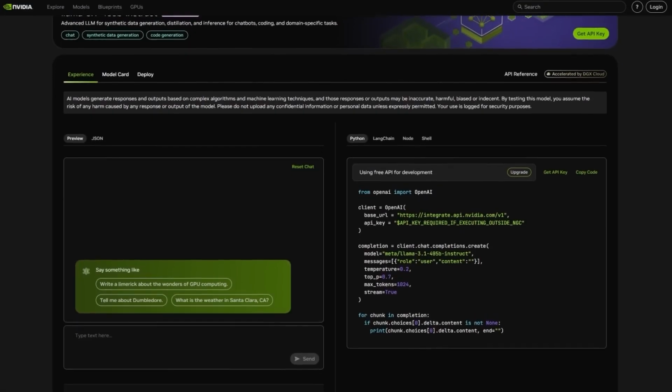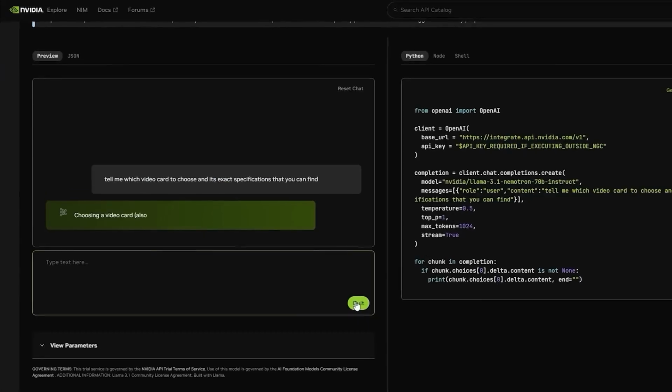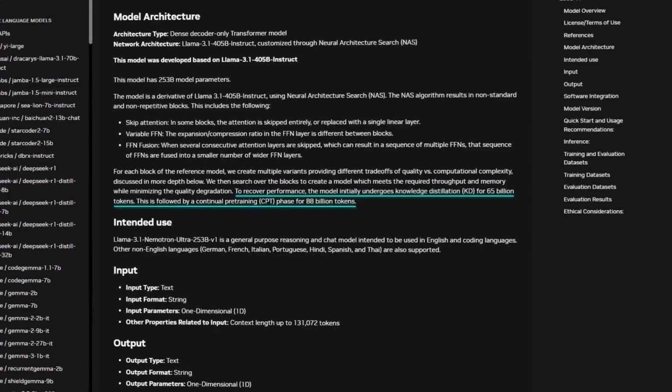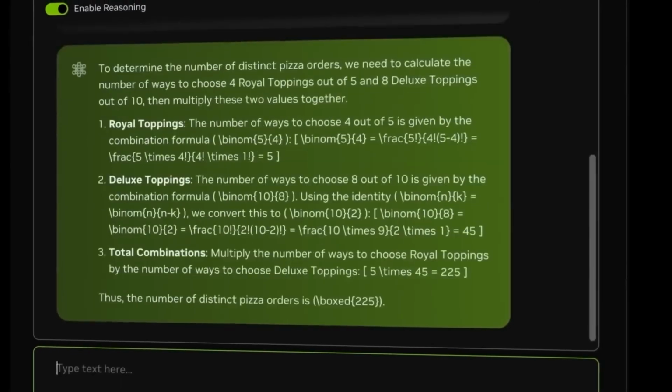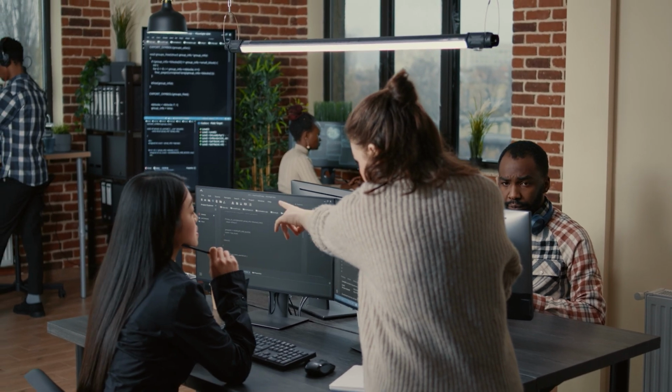They used diverse datasets like FineWeb, Buzz V1.2, and Dolma. And interestingly, they used a mix of public data and synthetically generated data, including prompts specifically designed to teach the model how to switch between its standard and reasoning modes. Very clever. Remember that reasoning on-off switch we talked about? Let's look at the impact it has.